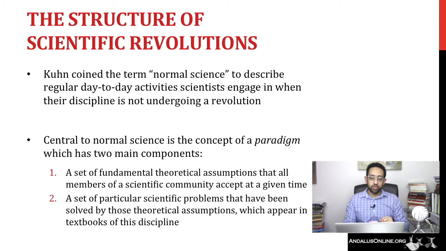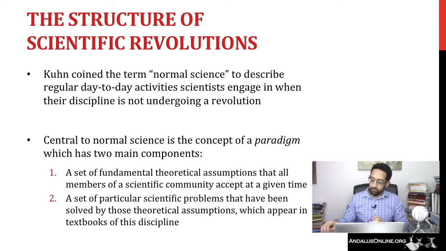Now, he coined the term normal science. And what normal science is, is the day-to-day activities that scientists engage in within their different disciplines when it's not undergoing a revolution. Central to normal science is the conception of a paradigm. And a paradigm has two main components.